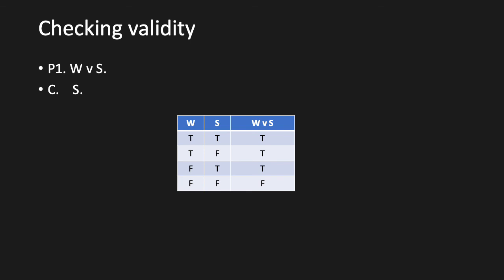Right. And you should see whether in those rows the conclusion, namely S, is always true. And take a look at the second row. There you see W or S true, but S false. So you have a situation where the premise is true and the conclusion is false. That means the argument is not valid. So the argument is invalid.